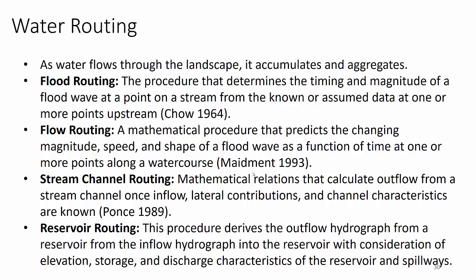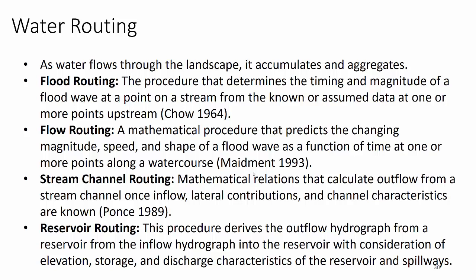Flow routing is a mathematical procedure that predicts the changing magnitude, speed, and shape of a flood wave as a function of time at one or more points along the water course. Stream channel routing is the mathematical relation that calculates outflow from a stream channel once inflow, lateral contributions, and channel characteristics are known. So this is just routing stream channel.